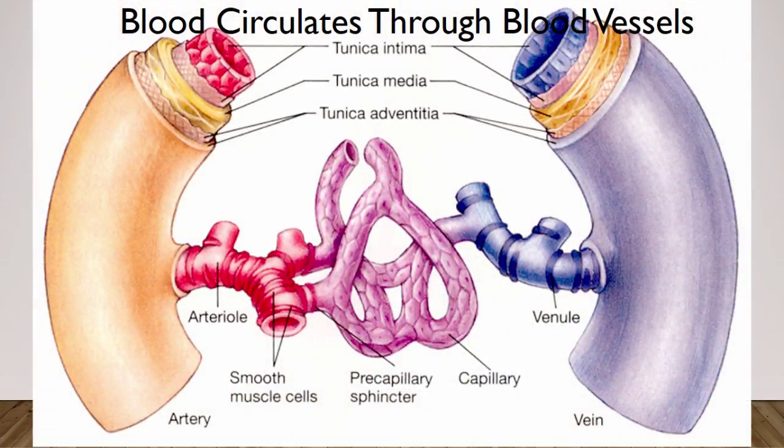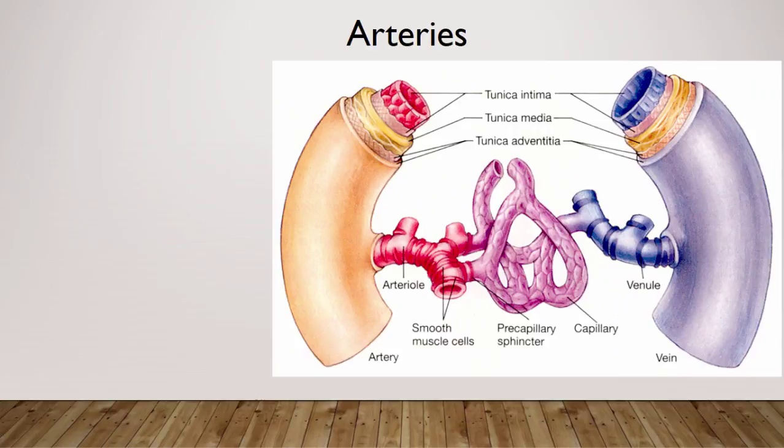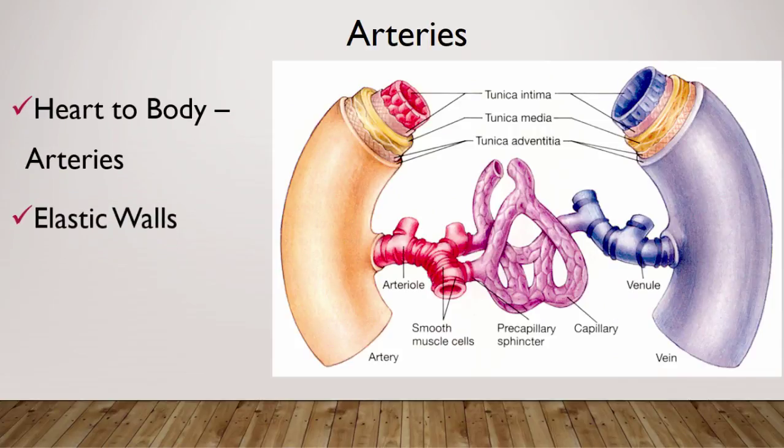Blood vessels are of three types: artery and arterioles, which you are seeing in the orange and red color. Then capillaries are in pink color, and then veins and venules. Arteries take the blood from heart to body. They have elastic walls, and there are no valves inside the arteries to control the backflow, as it doesn't happen.